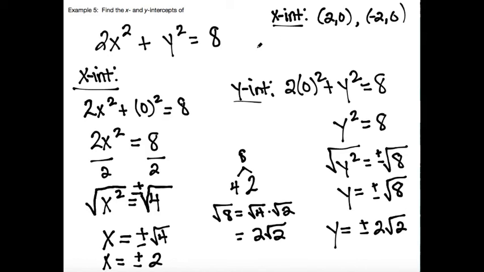Okay, and again up here at the top of the screen, if you wanted to write those as ordered pairs, your ordered pairs would be 0 and 2 root 2, and the other one would be 0, negative 2 root 2. So we have two x-intercepts and two y-intercepts for this problem.